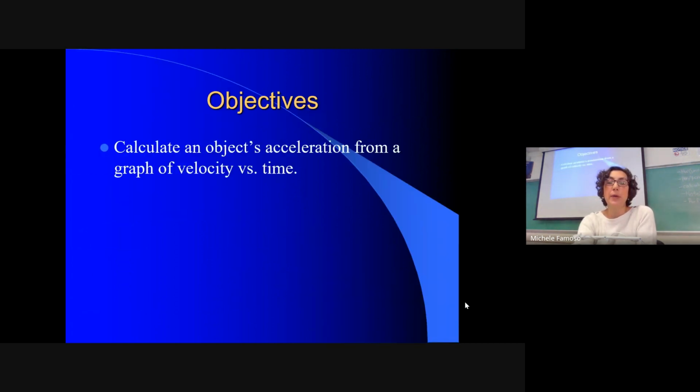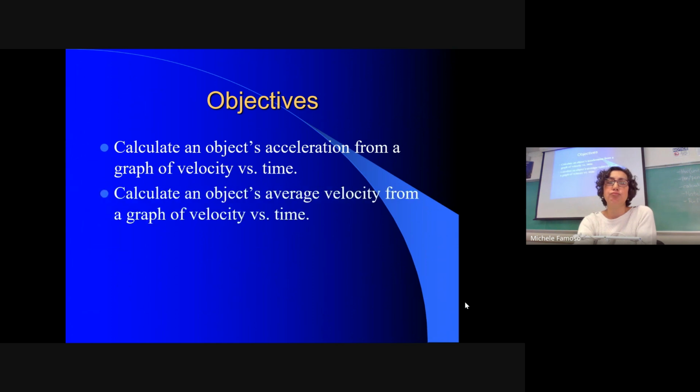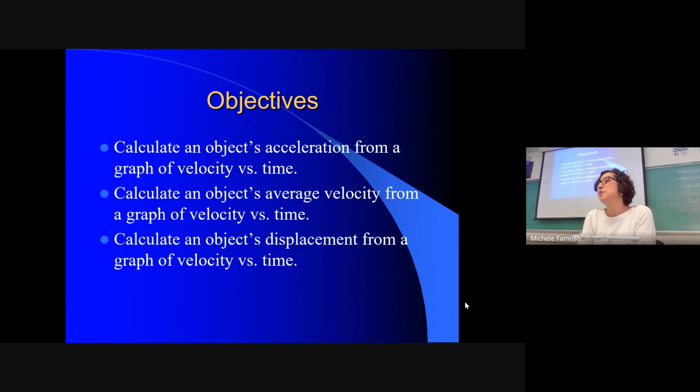So here's what you'll be quizzed on. What is today? Tuesday, so Thursday. You'll be asked to do 3 different types of calculations for a velocity time graph. We could ask you to calculate the object's acceleration from their velocity time graph. We could ask you to calculate the object's average velocity from the velocity time graph. And then we could ask you to calculate the object's displacement from the velocity time graph. Those are the 3 calculations we're going to learn how to do from our velocity time graph.